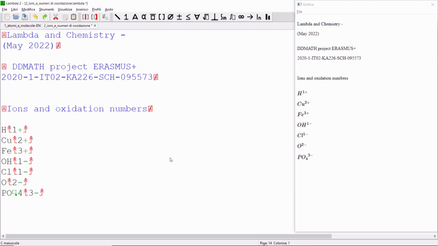Chloride ion. Cl, open power with compound exponent, 1, minus, close power with compound exponent, with oxidation number equal to -1. Oxide ion. O, open power with compound exponent, 2, minus, close power with compound exponent, with oxidation number equal to -2.